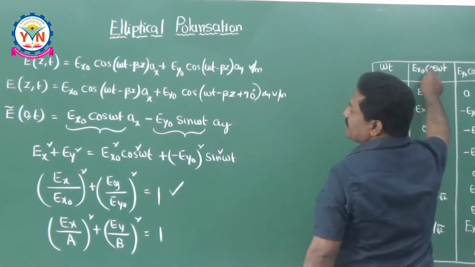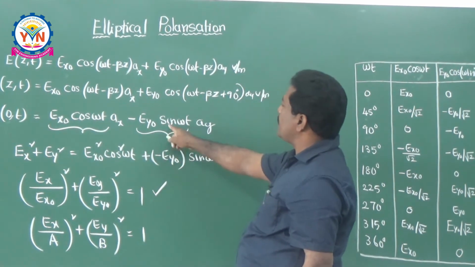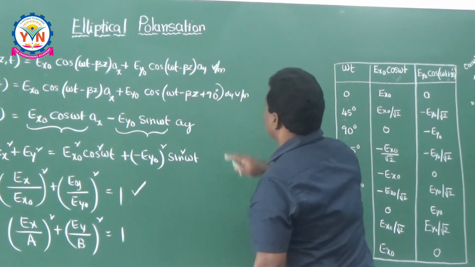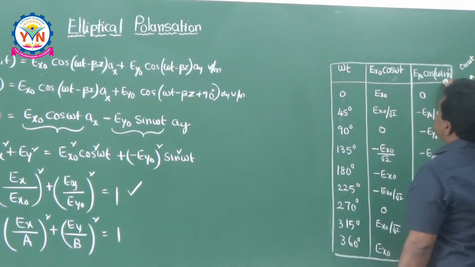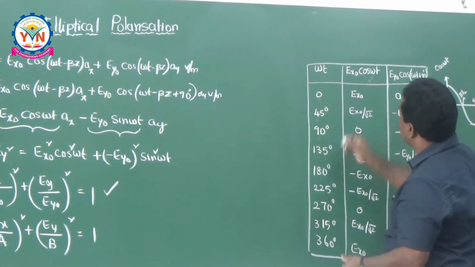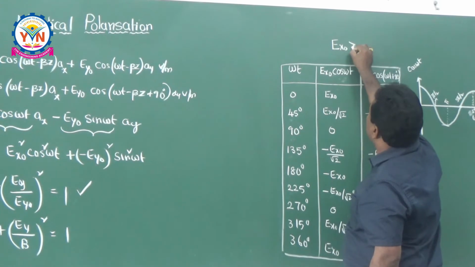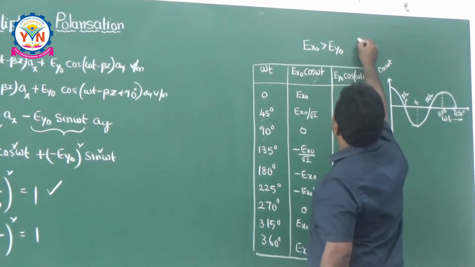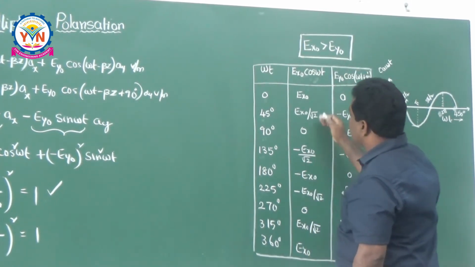The Ex component is nothing but Ex naught into cos omega t, and the y component is Ey naught into cos of omega t plus 90. And here your assumption should be Ex naught should be greater than Ey naught. We are taking this one. They are not equal. If you impose this condition here, then sketch all these values on the graph.